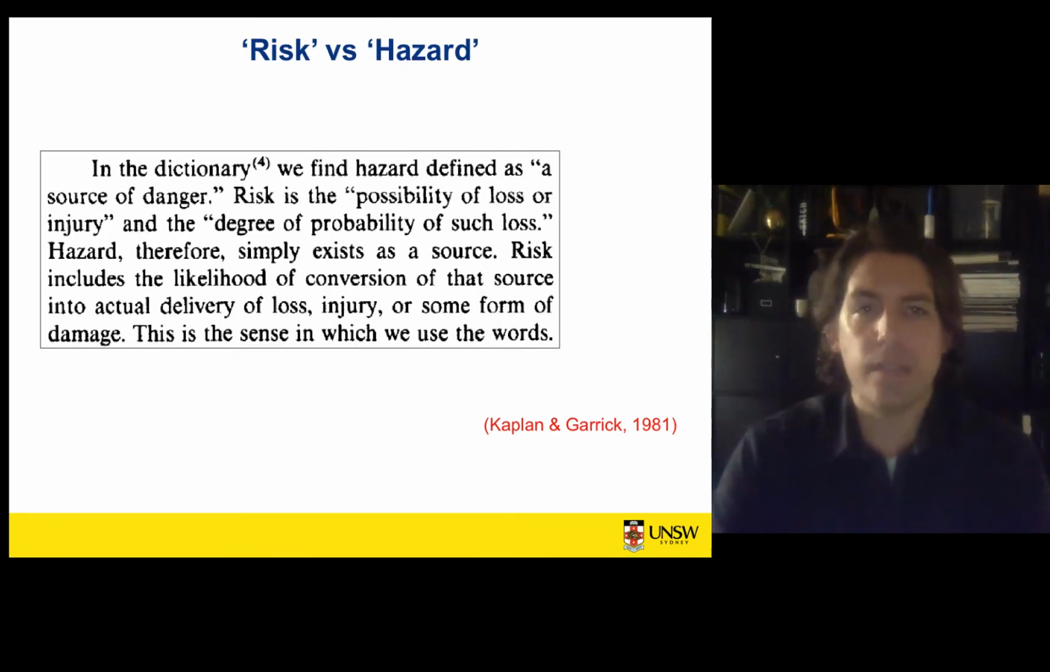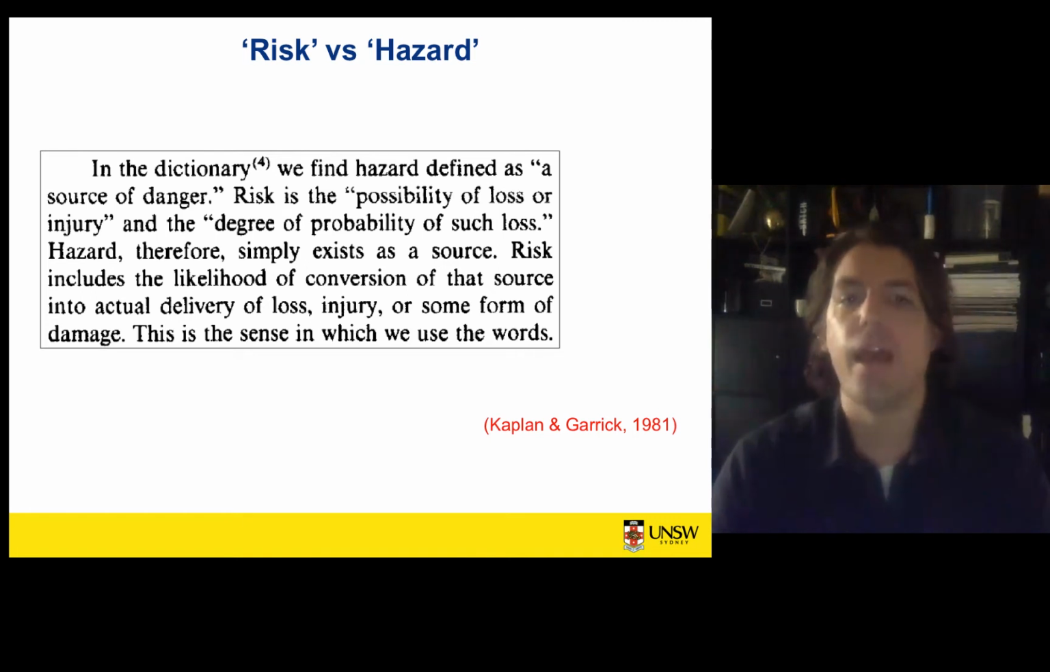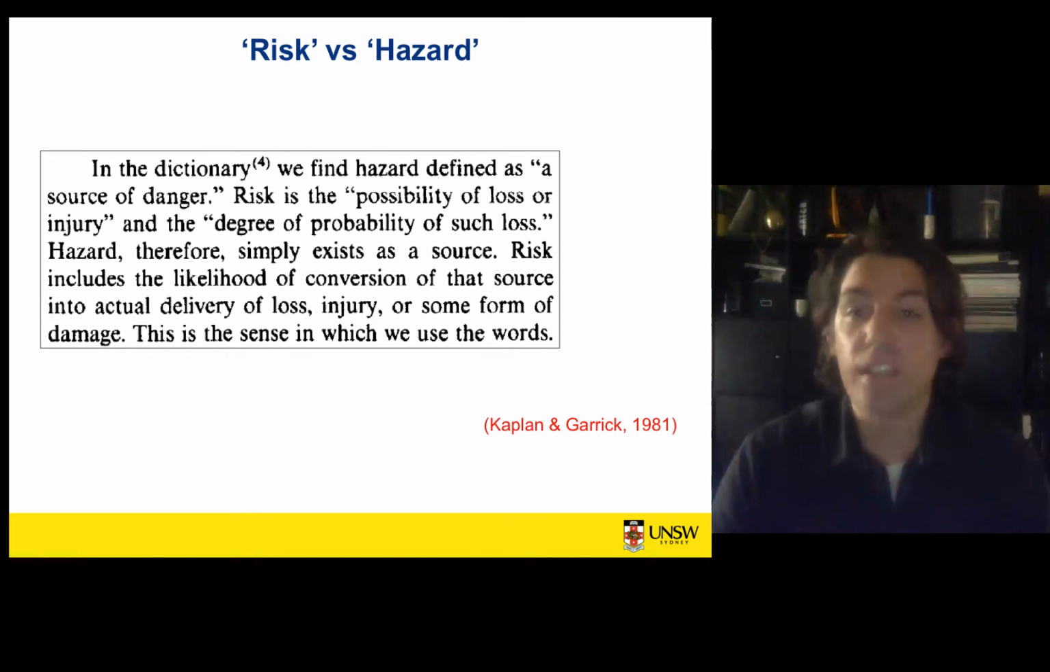It's important to start thinking about separating terms, and the Kaplan and Garrick journal article goes through this in some detail. For the purposes of the rest of this course, we'll define a hazard as a source of danger or harm, while a risk is the possibility of loss or injury resulting from that hazard if it were to occur, and also considering the likelihood of it occurring.